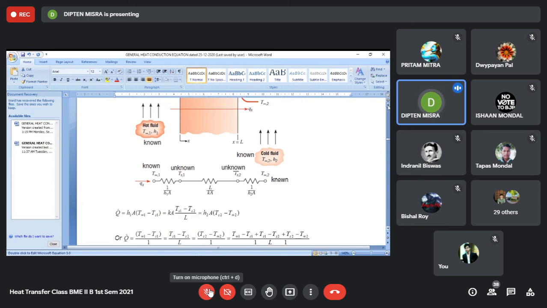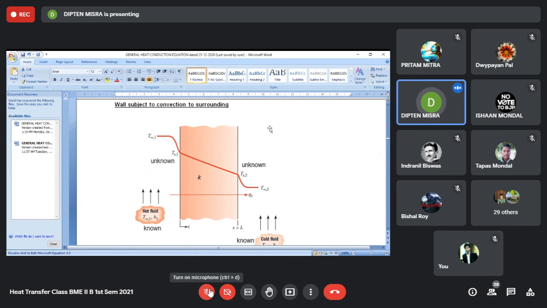Momentarily, although we do not know the temperature of this wall, let us assume it is equal to TS1, the surface temperature on side 1, and let us assume this one is equal to TS2. If we know TS1 and TS2, the variation will be linear. That is what we have seen just now: for known temperatures T1 to T2, the in-between temperatures will vary linearly. Here also, from TS1 to TS2, the temperature varies linearly.